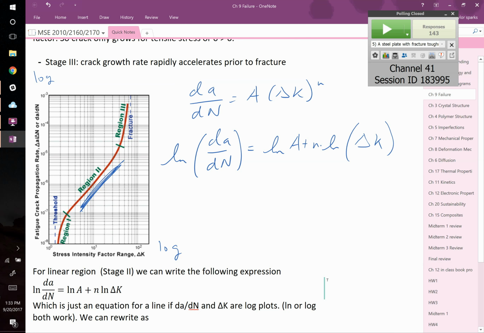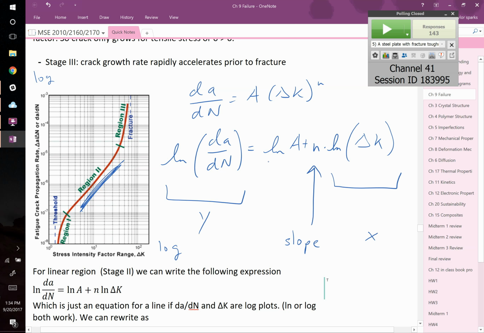Yeah, Takar? Would that be n times ln? That is n times ln of delta K. That's what it's supposed to be. Let me rewrite that clearer. We brought the n down from an exponent because that's what you can do with natural logs. n becomes multiplied by the natural log of delta K. In other words, if you plot the natural log of dA/dN, which is our y, against the natural log of your stress intensity range, which is x, then n should be your slope and ln A should be your y-intercept. So it just becomes y equals mx plus b.